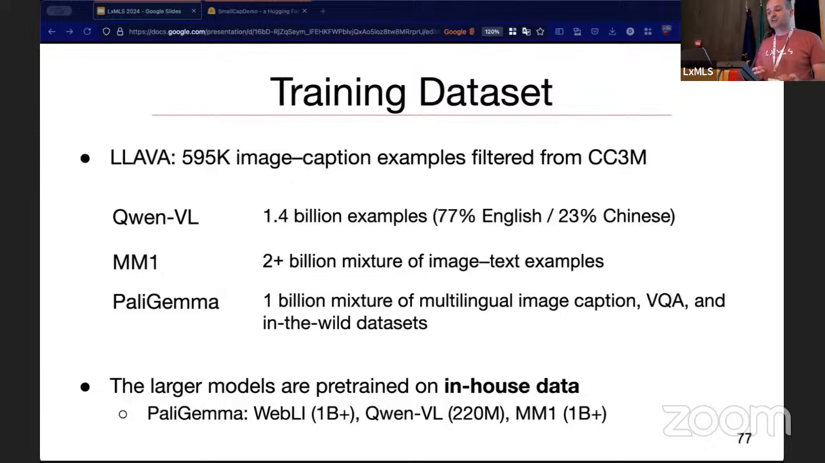And PaliGemma uses 1 billion examples of multilingual image captions, VQA, in-the-wild datasets, and OCR data in order to estimate this bridge. And the larger models here are also trained with in-house data. So things like the WebLI dataset, which is at least 1 billion examples, or MM1, which is at least 1 billion examples. I guess we could get an approximation to this if we used something like LAION or something related to that, but these are huge scales of in-house only data.